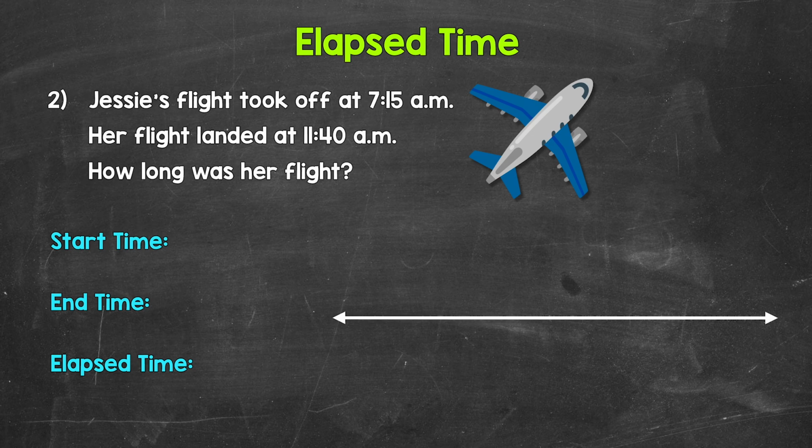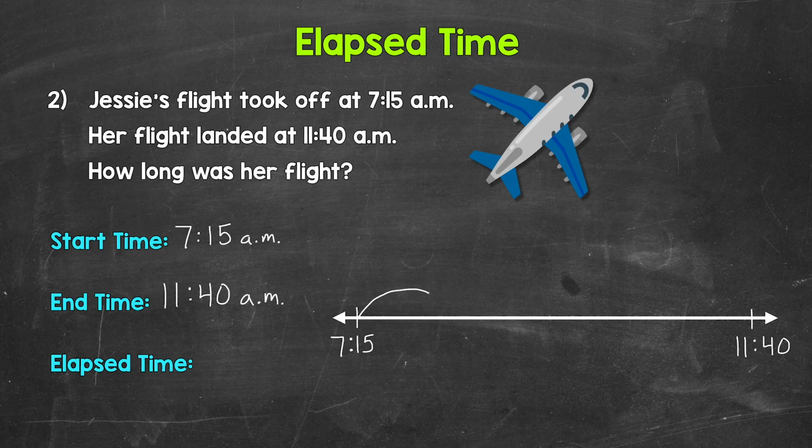So Jessie's flight took off or started at 7:15 a.m. So that's our start time. And then the flight landed or ended at 11:40 a.m. So that's our end time. Let's figure out the elapsed time here, how long the flight was. We'll start with the start time and end time on the number line. So 7:15 and 11:40.